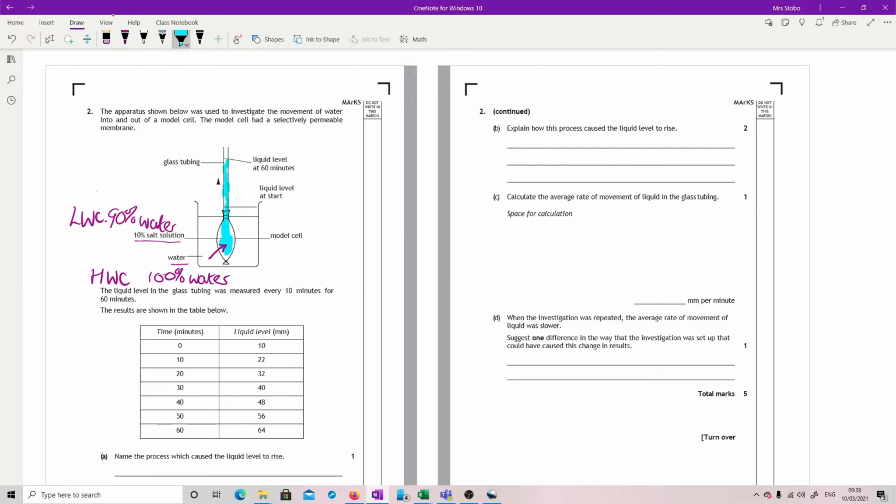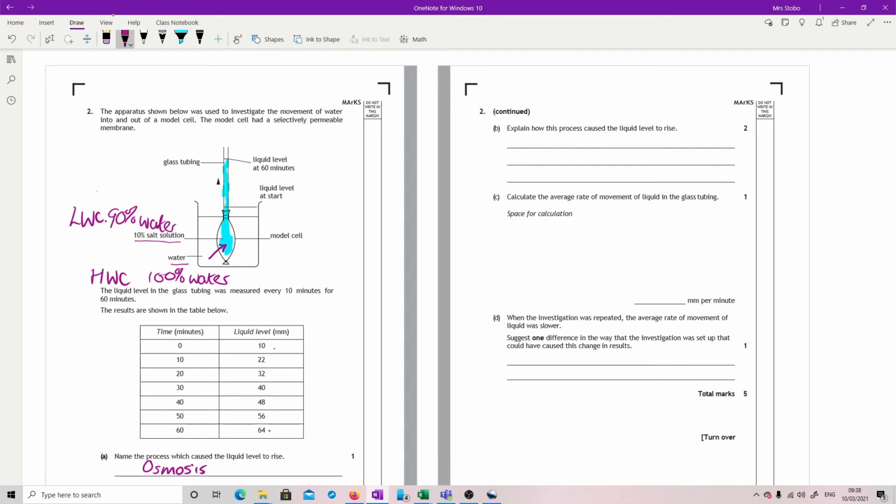Right, so we've now got a set of data. Every 10 minutes they checked where the liquid had gone to. It started off at 10 millimetres, and then by the end at 60 minutes, it was up to 64. Name the process which caused it to rise. Osmosis. Explain how this process caused it to rise.